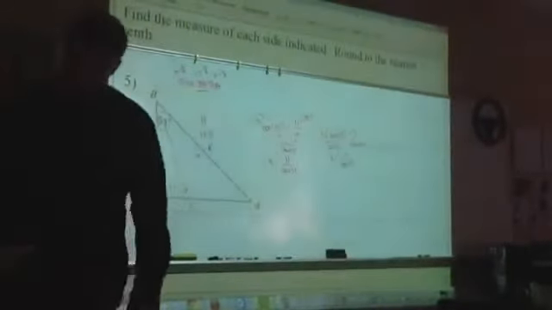Any more questions? Any other questions? So the degree. What if the X is on top? If the X is on top, okay. I think there's one like that. I think it's number 4.